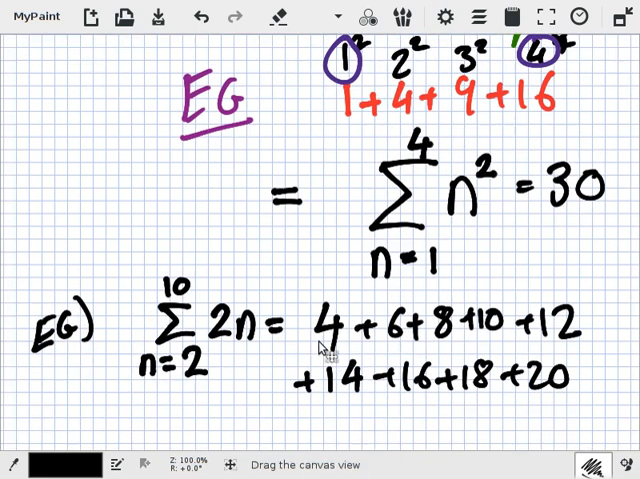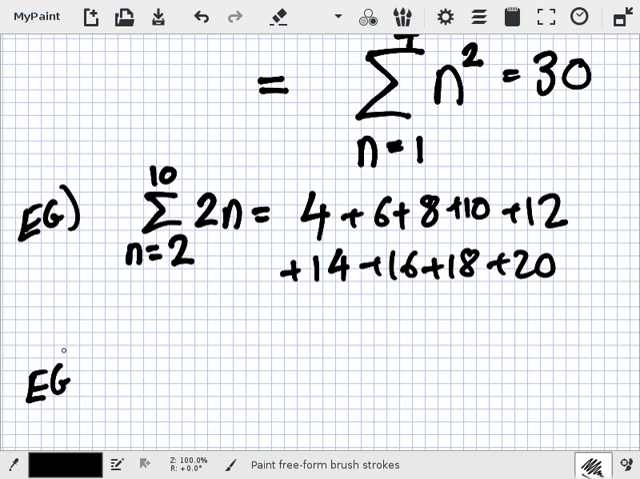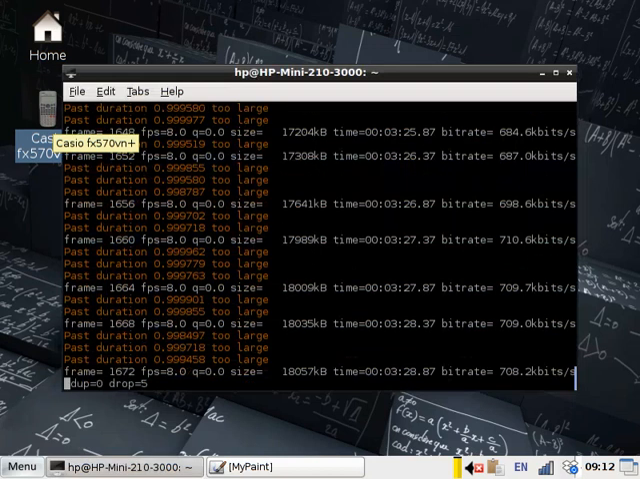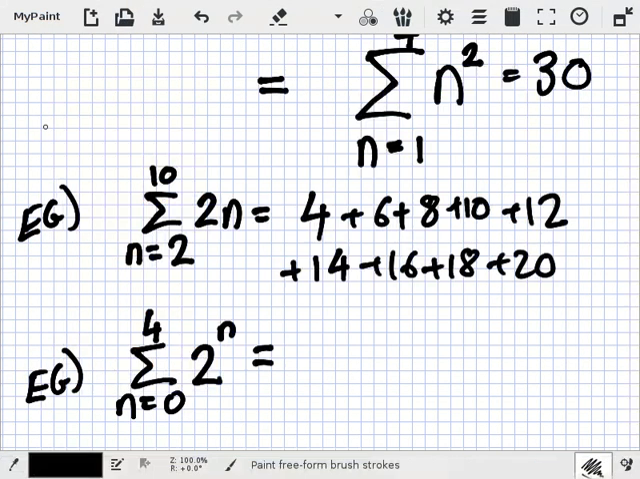Okay, so I will give you a short one. I want you to use your calculator to calculate this, please. We'll start you at 0, and we'll go up to 4, and we'll say 2 power n. So using your calculator, give me that, please. 1 plus 2, plus 4, plus 8, and so on.